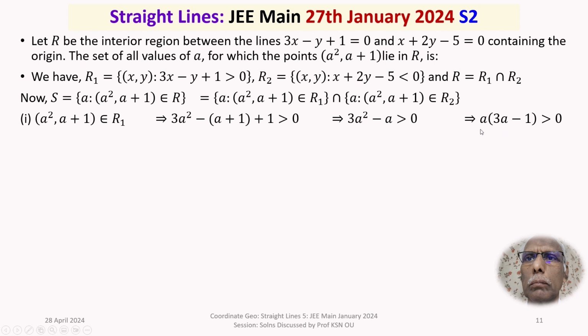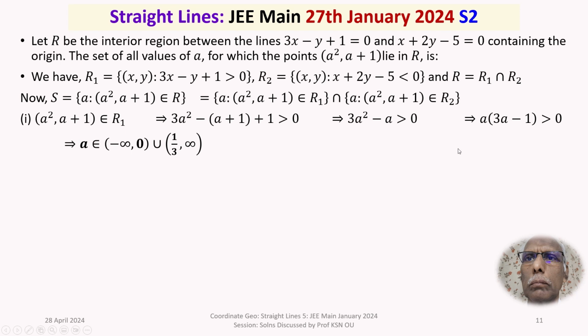So what are all those values of a? That's our question. So you take a = 0 and a = 1/3; those are the critical points. So we write a belongs to (−∞, 0) ∪ (1/3, ∞). By looking at this, some people will write this one. Yes, we can write it.